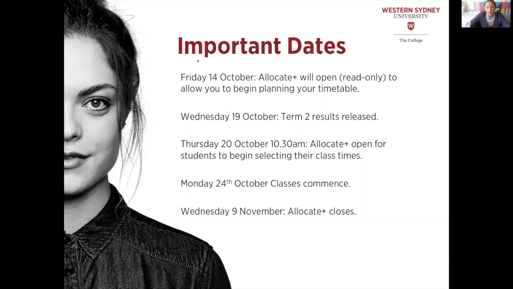On Wednesday the 19th of October, Term 2 results are released, and you'll see that Allocate opens the next day. So there's a really tight turnaround between receiving your results and deciding what units you do and don't need to repeat. Hopefully this video will help to clear that up. Classes commence on October 24th. Another date to look at is November 9th, when Allocate closes. You need to make sure you're in the right units by this date and there are no more changes made after that.